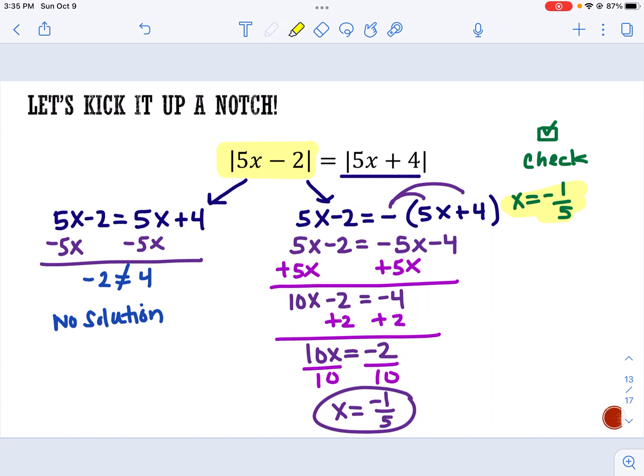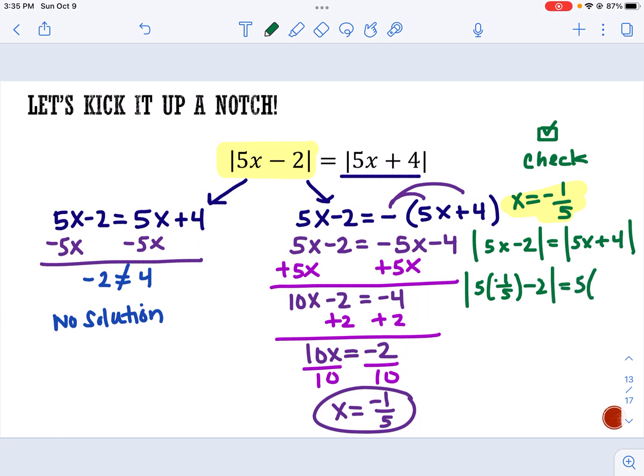So you know the drill. Start with your original equation: the absolute value of 5x minus 2 equals the absolute value of 5x plus 4. We're going to replace x with negative 1/5. Don't get alarmed with the fractions. You're going to see that they simplify out nice and easy.